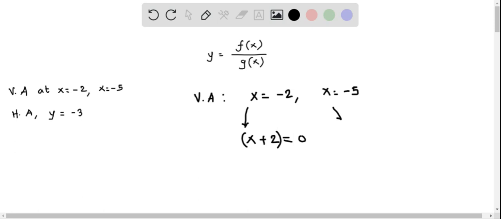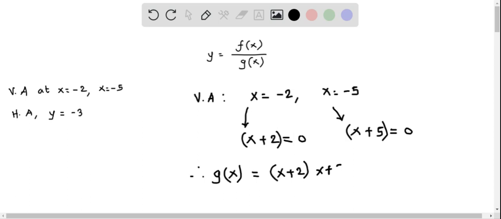And similarly, for the other vertical asymptote, that is x equal to -5, if I add 5 to both sides, we get this linear term equals 0, that is x plus 5 equals 0. So this is another factor which makes the denominator equal 0. So we consider the product of these two as g of x. Therefore we can write g of x equals x plus 2 times x plus 5.